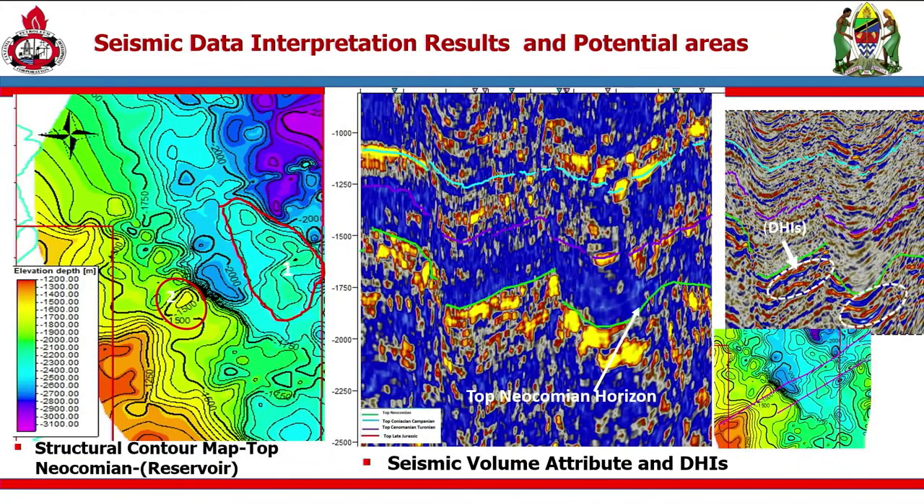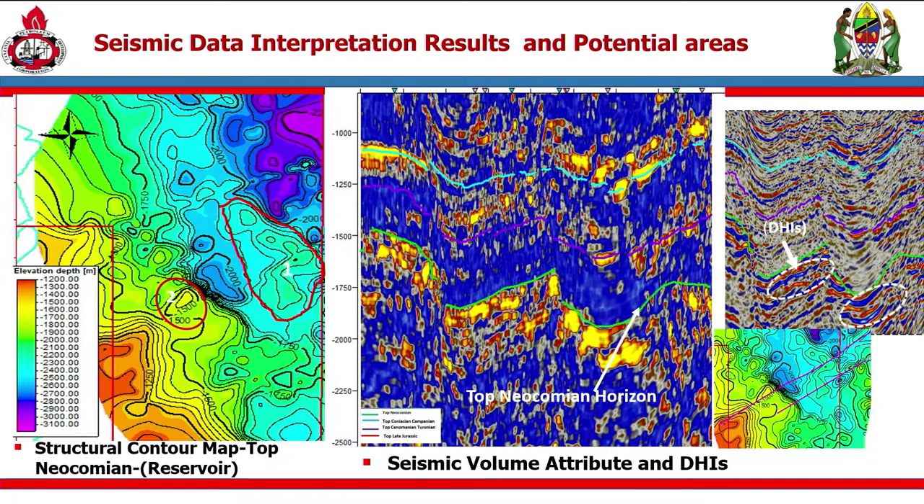For the seismic data, this information was extrapolated from the SS1 well to the block and used to identify the key horizons. Here I'm showing the top Nicomian, which is the main reservoir in the gas field. The left map shows the structure contour map of the Nicomian, and there are two potential structure closures, the one I marked number one and another one marked number two.